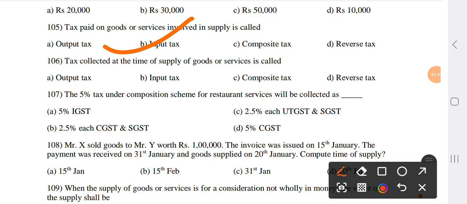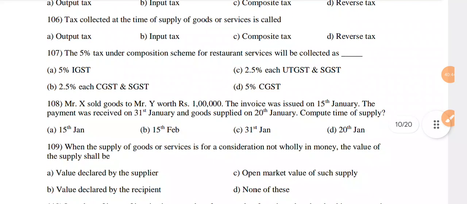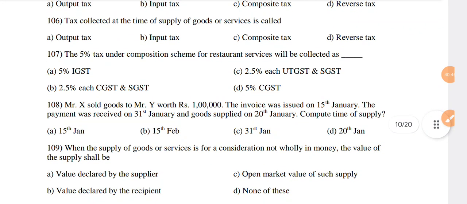Next question. Tax collected at the time of supply of goods or services is called option A output tax, B input tax, C composite tax and D reverse tax. The correct option is A, output tax.